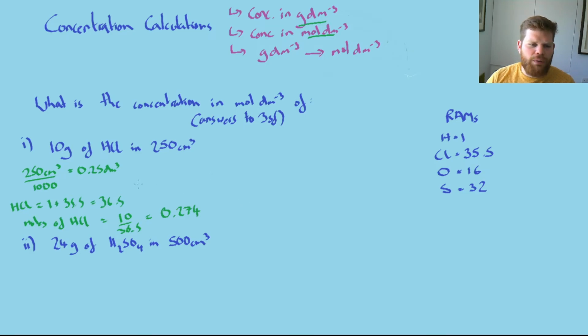Okay, so what I've now got is the final step of the calculation, which is to take my moles, which is 0.27, well, it was 2738, I believe, a long number, divided by my 0.25, and it gives me the answer of 1.095, which carries on as well. Now here we've got to make sure we give our answer in 3 significant figures. So turning this answer into 3 significant figures is 1.10 moles per decimeter cubed.